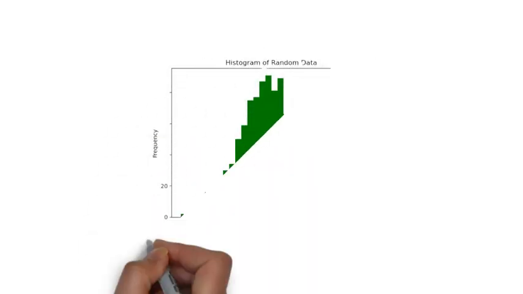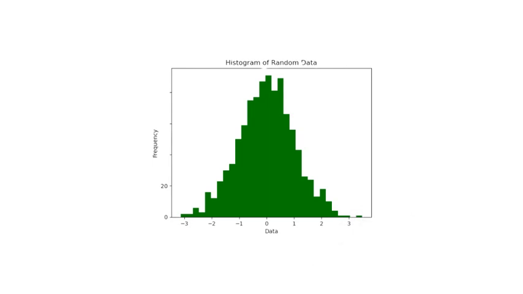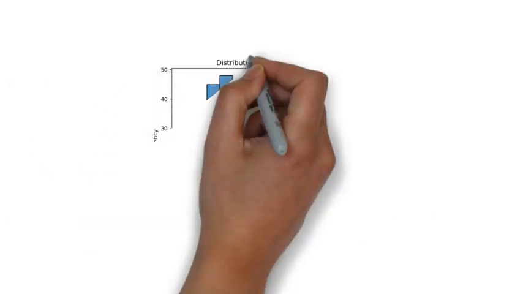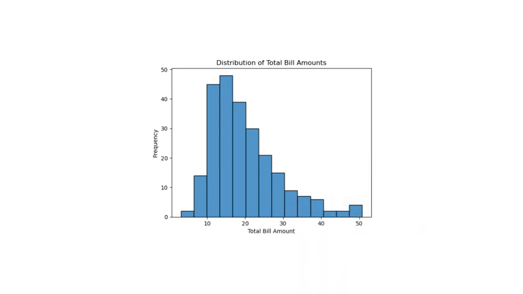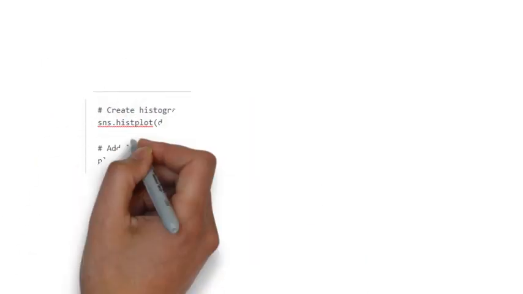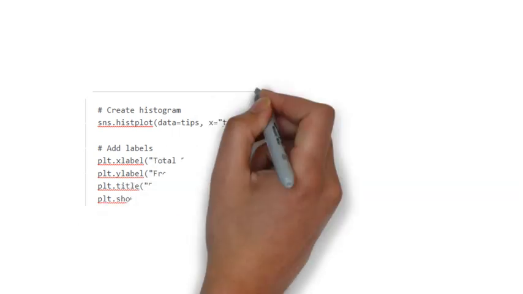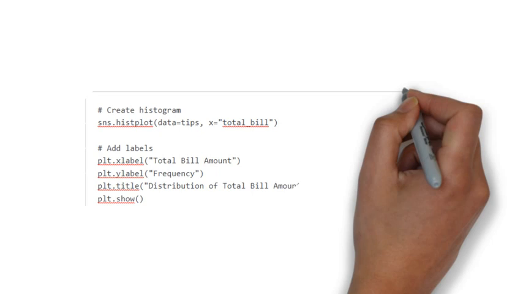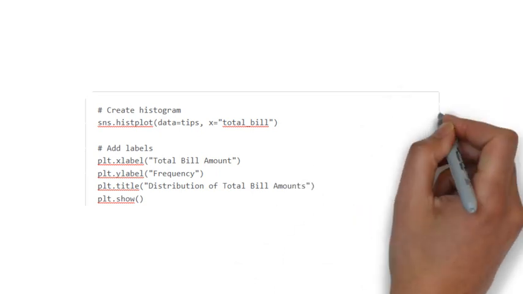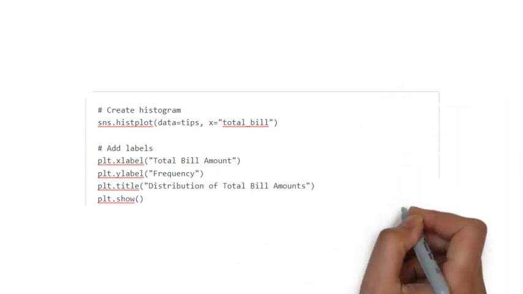Histogram. A histogram is used to visualize the distribution of a single variable. In this example, we'll plot the distribution of total bill amounts in the tips dataset. Explanation. sns.histplot creates the histogram. We specify the variable with x equals total_bill, and the dataset with data equals tips.